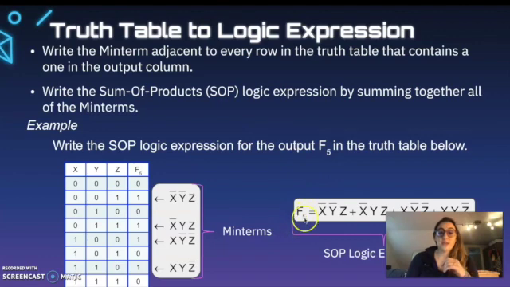And so what this is saying is that F5 is equal to X naught, Y naught, Z, or, specifically or, X naught, Y, Z, or X, Y naught, Z naught, or X, Y, Z naught. So those are the combinations of inputs that will give us a true statement in F5. So that's what we're looking at.